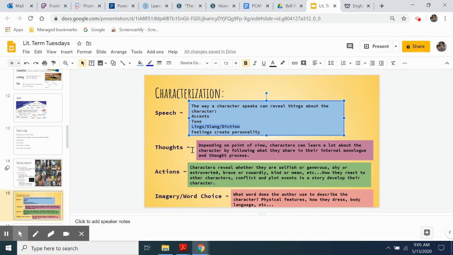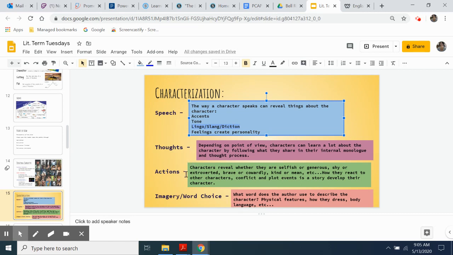The next way is through their thoughts. So depending on their point of view, which we know that this is first person point of view, the characters can really teach us who they are by how they're talking to themselves. We call that internal monologue, the conversation they're having in their head, or their thought process that the author reveals to us. What are they thinking about? And what are they trying to show us about these characters by how they're thinking and what they're thinking?